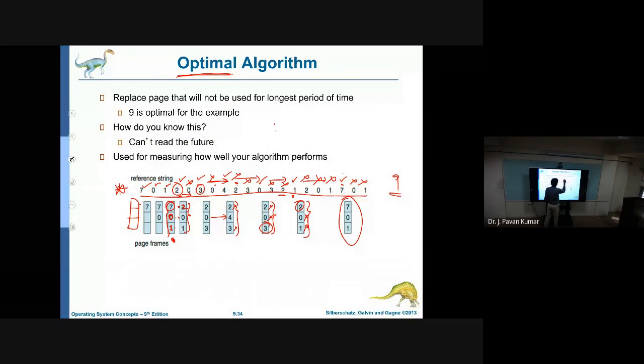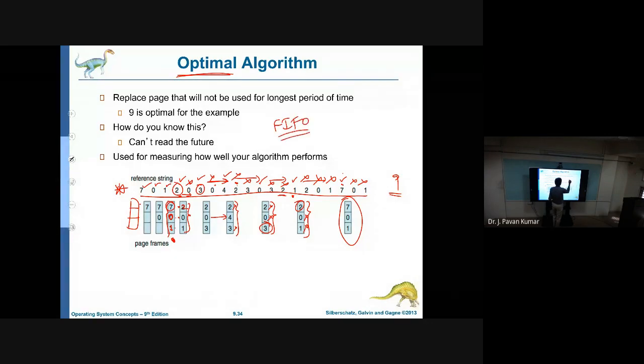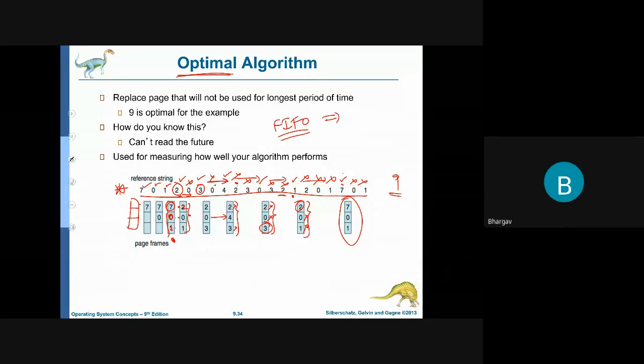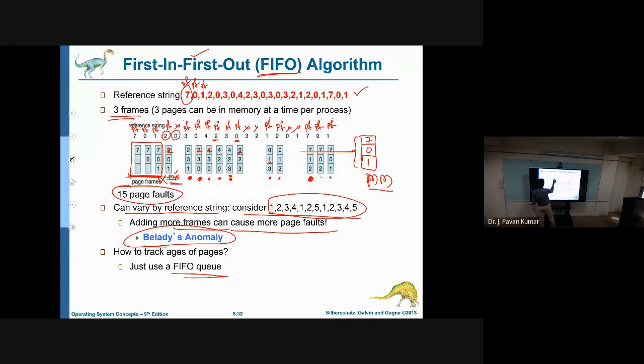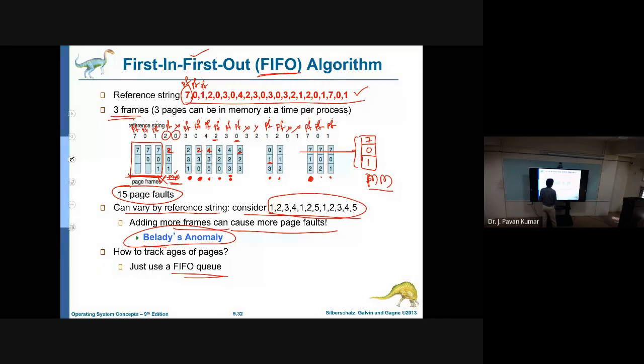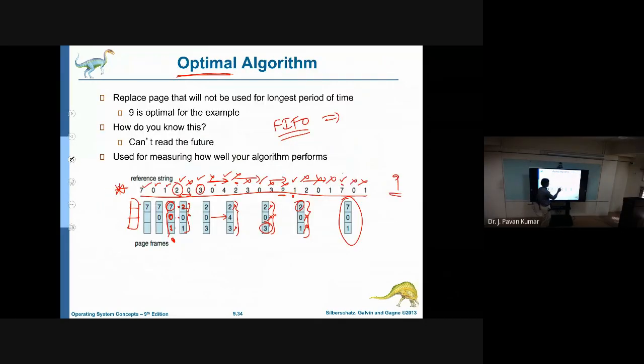Earlier, by using first in first out for the same page reference string, how many page faults occurred? For this string, we have counted, it was 15 page faults. For this one, 9. Yes, right? Yes, sir. So earlier for first in first out we got 15, but whenever we use the optimal page replacement algorithm, we are getting 9 only. This is the best page replacement algorithm.